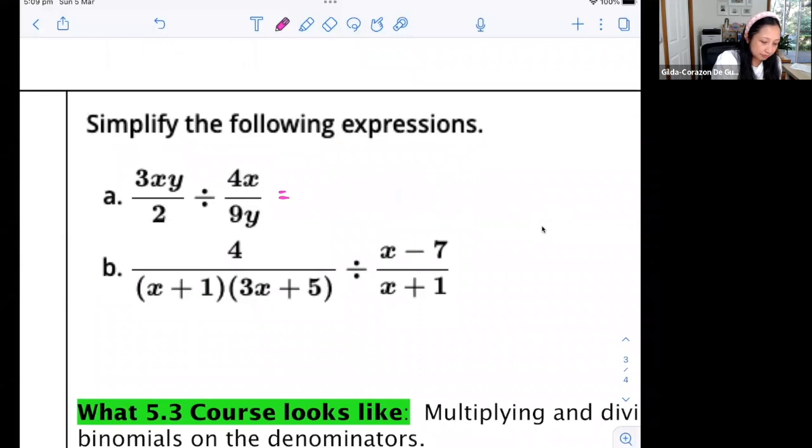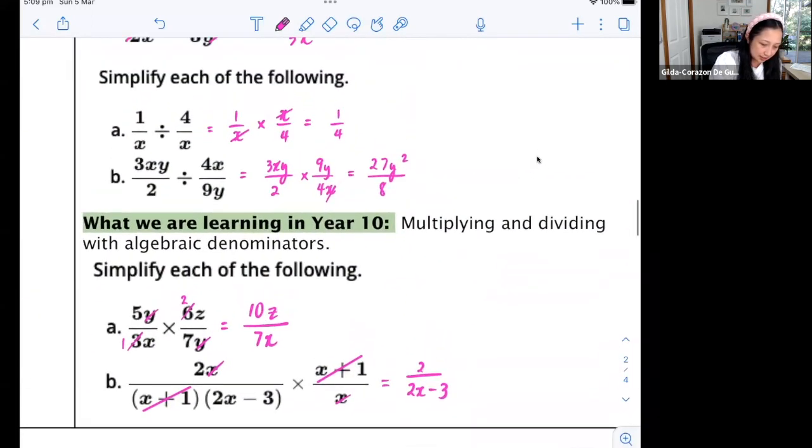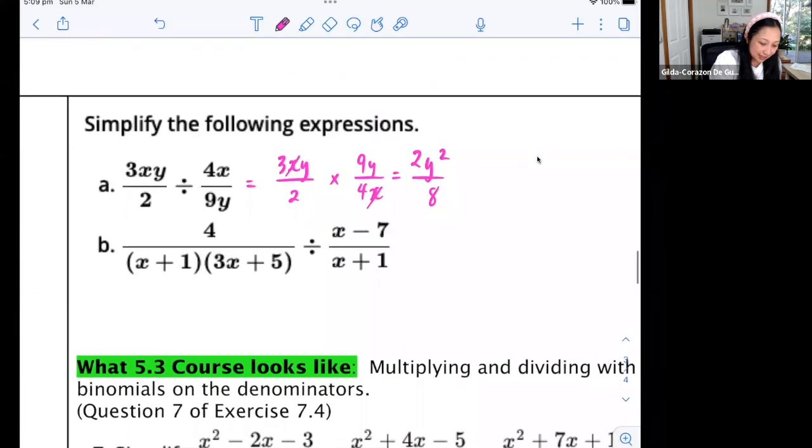Very similar. You've got 3xy over 2 times by the reciprocal, or the multiplicative inverse, 9y over 4x. You cancel out the x's, right? You can't cancel the 3 and the 9 and 2 and the 4, and therefore you've got what? 27y squared over 8. Did you notice that that one in Year 10 is exactly the same as what we've done a while ago? Yeah, so let's have a look at the one that's new.